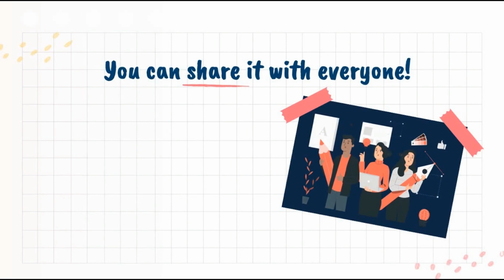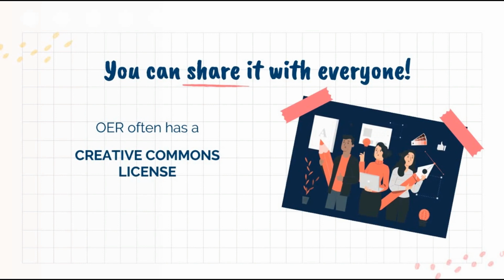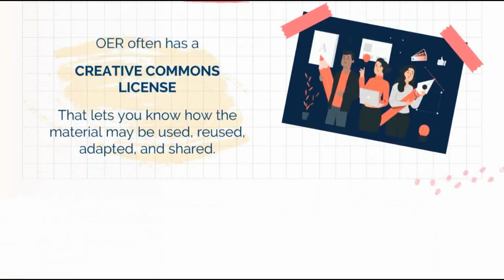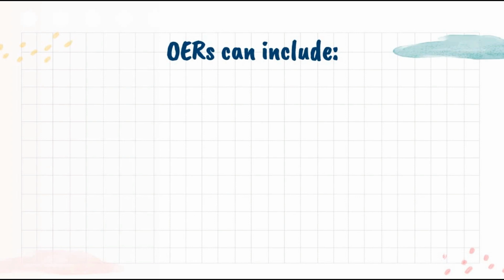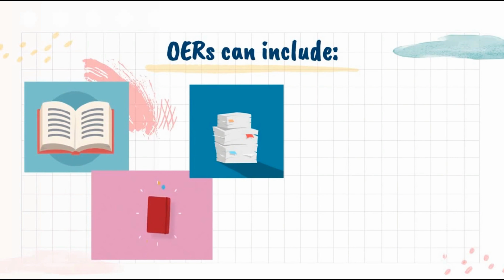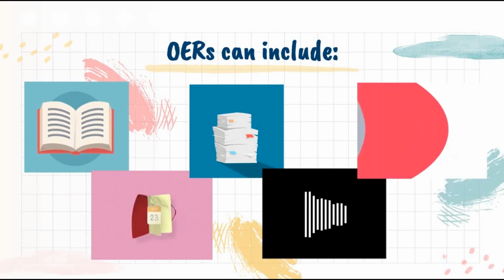Also, in some cases, you may be able to download a resource, edit it in some way, and then repost it as a remixed work because OER often has a Creative Commons license or other permission to let you know how the material may be used, reused, adapted, and shared. OERs can include textbooks, curricula, syllabi, lecture notes, assignments, audio, video, and software.